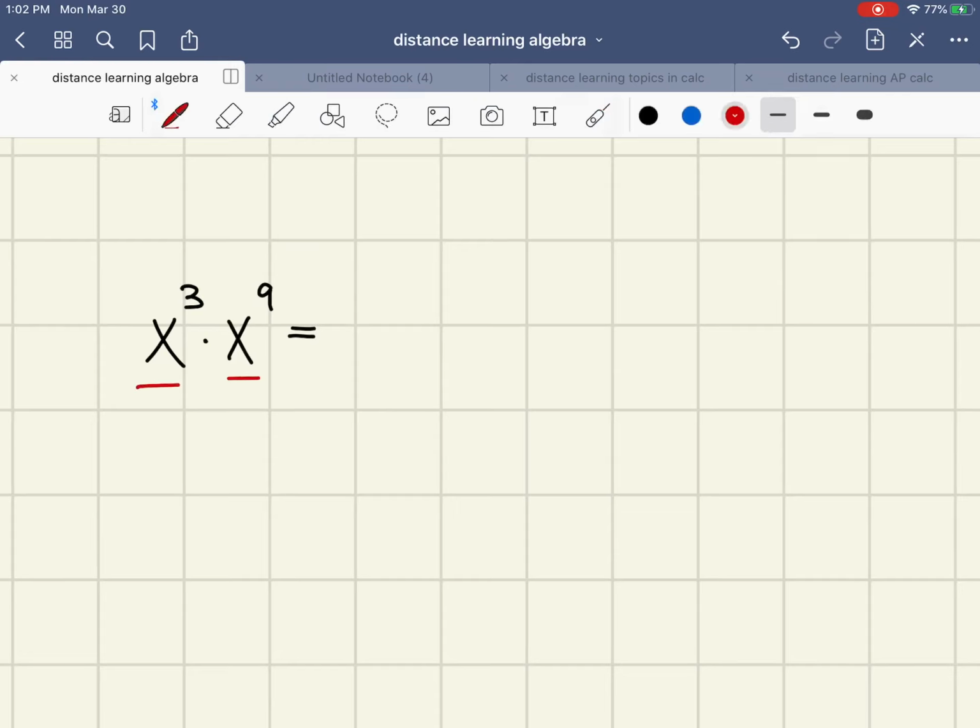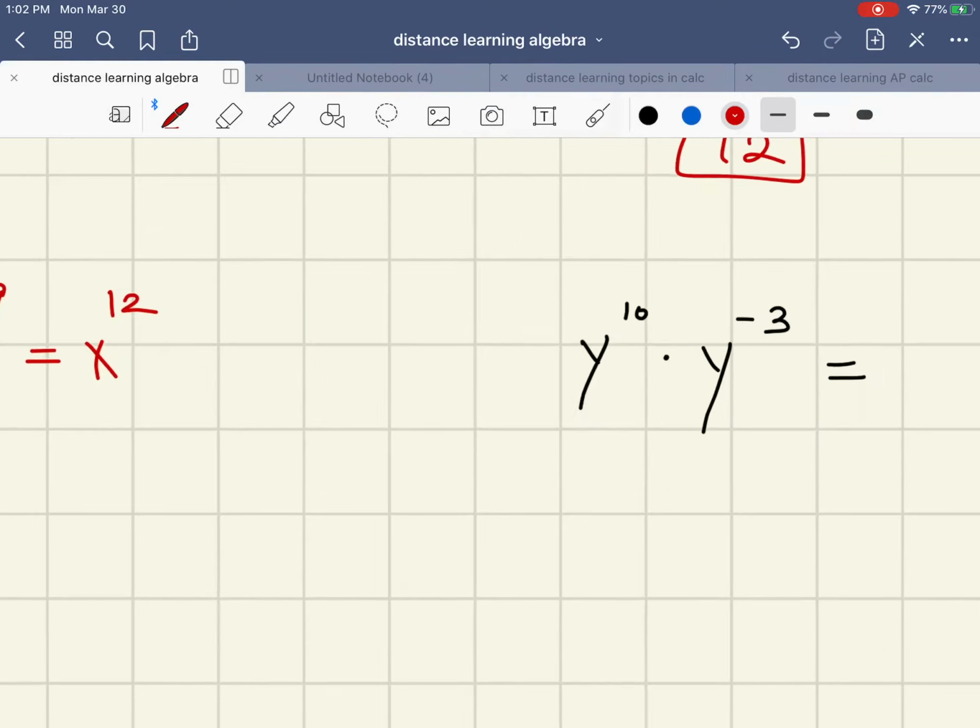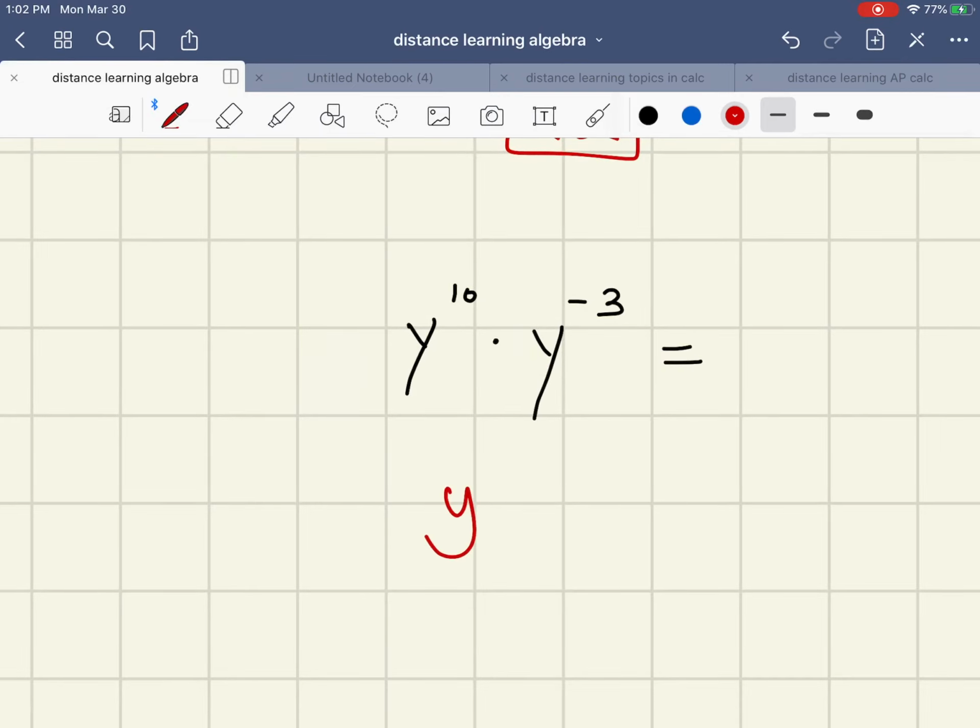Again, same base, the x is the base. 3 plus 9 will be x to the 12th. Here, same base. The exponents are 10 and negative 3. So I have 10 plus a negative 3, which is the same as 10 minus 3. Which would be y to the 7th.